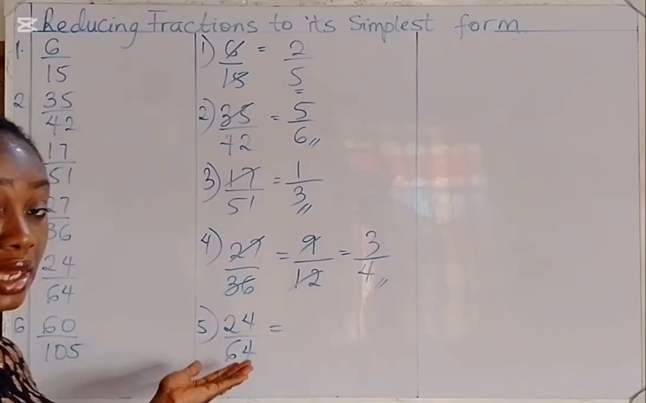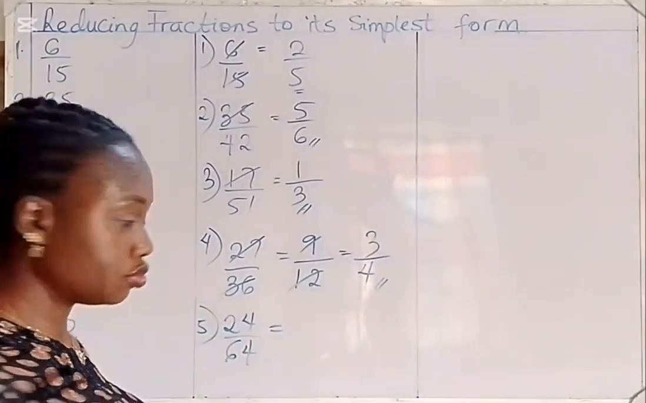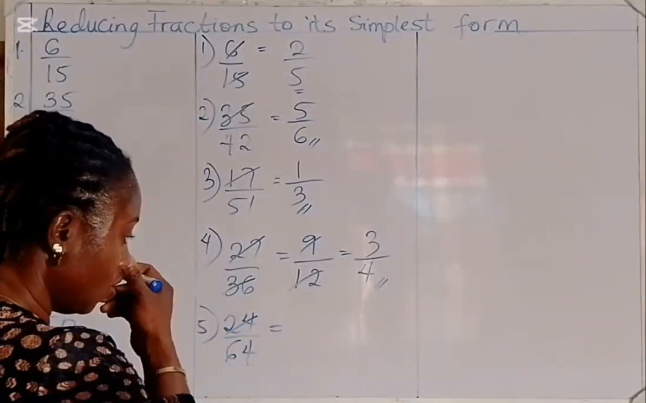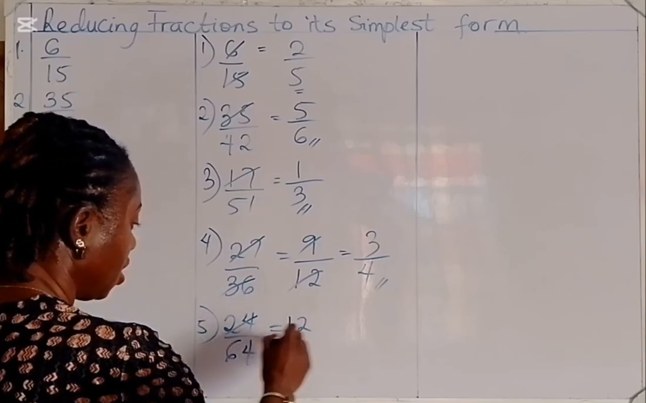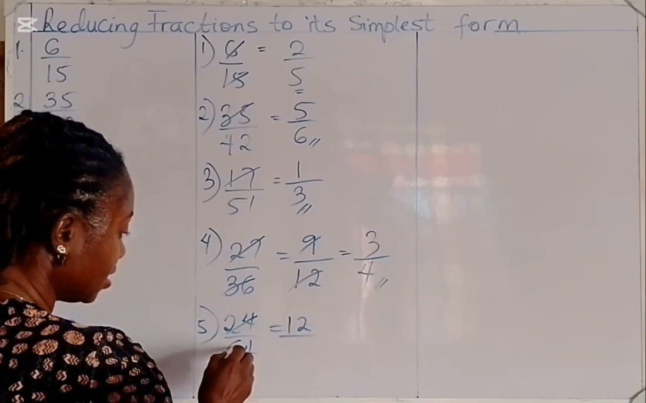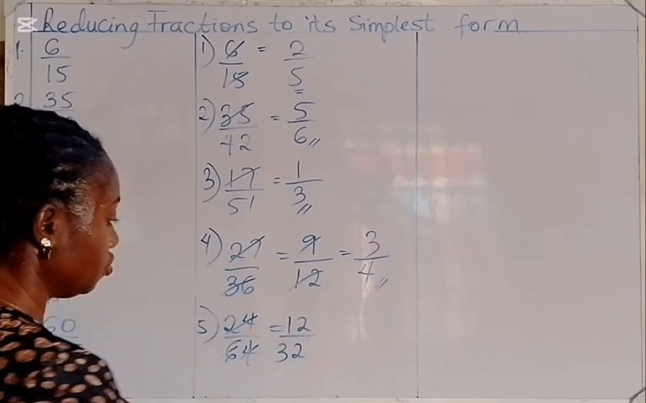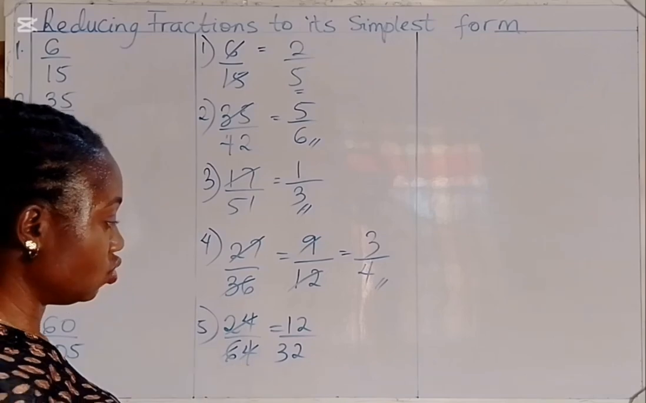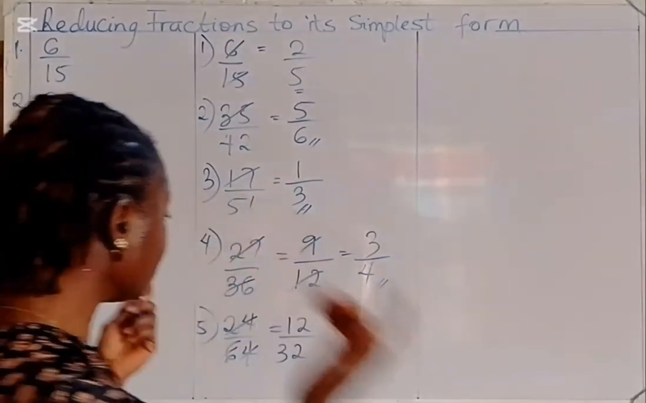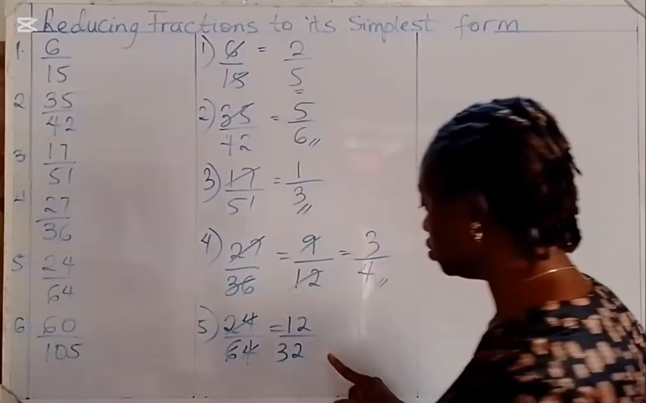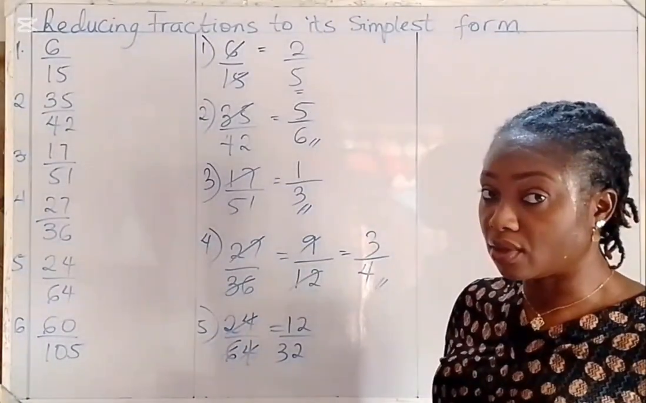The lowest number that can go in both 24 and 64 is 2. 2 in 24 is 12, and 2 in 64 is 32. That's 12/32. Now we still have to reduce it because it's still bigger than usual. Which number can go in 12 and 32? We'll still go with 2.